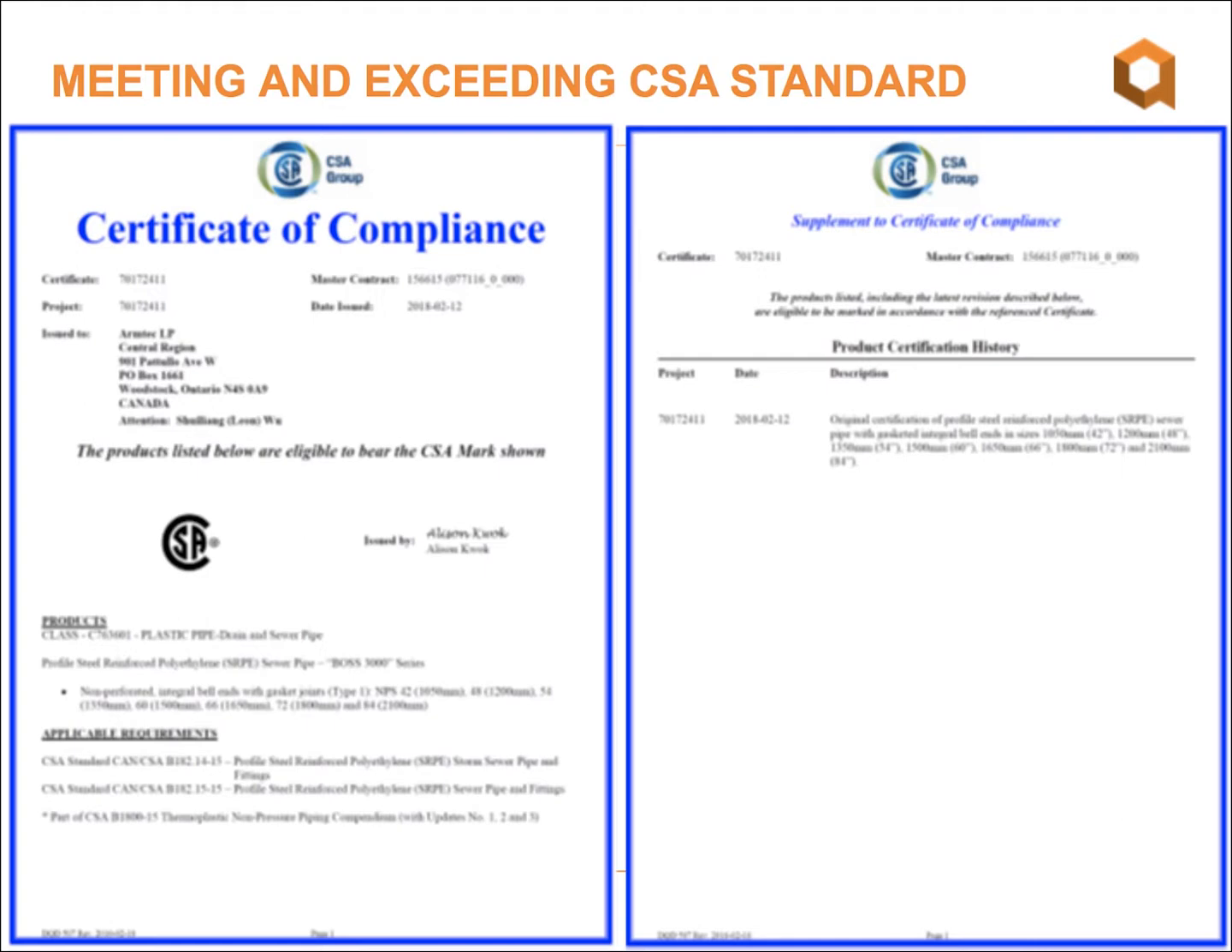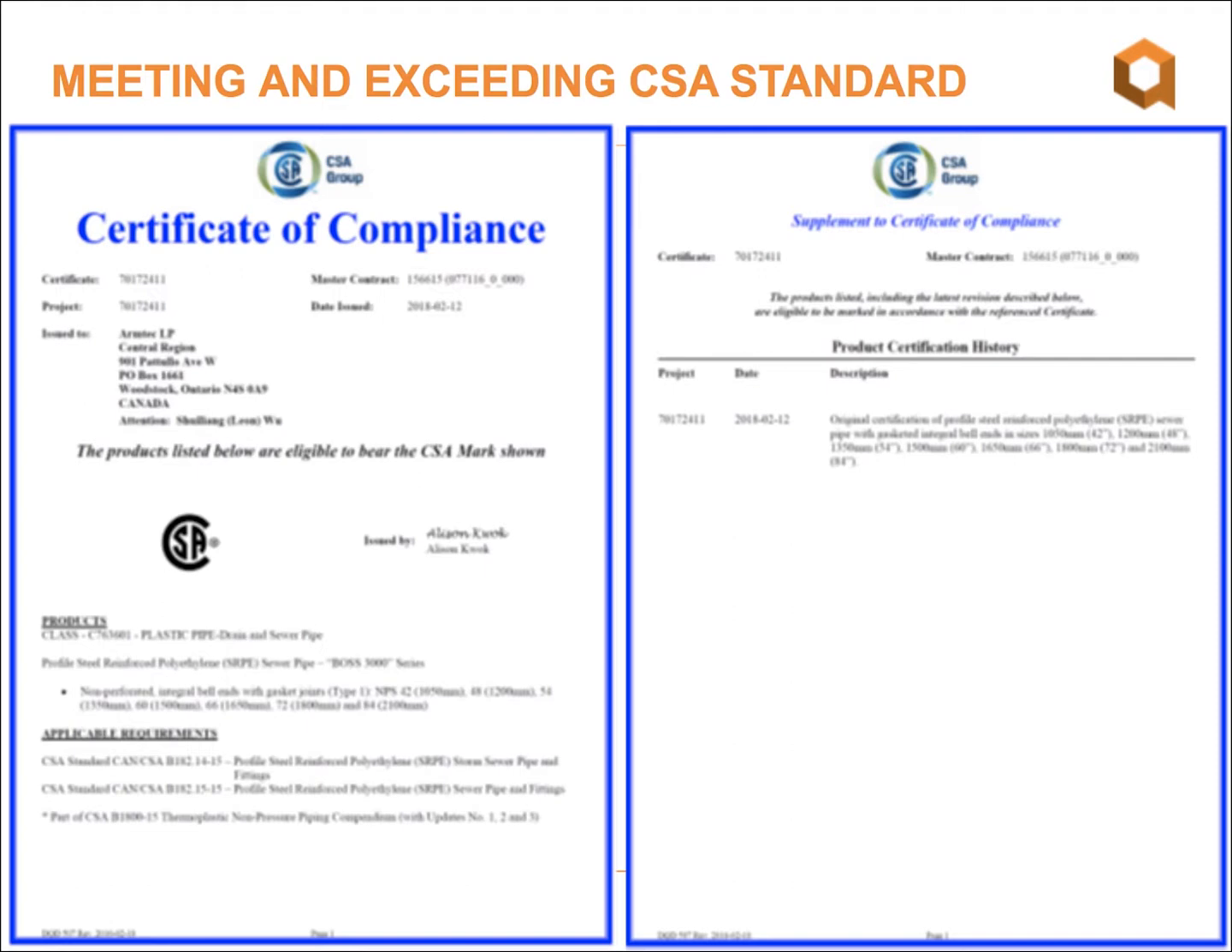B182.15. And I want you to know that this is the sanitary sewer standard, and this is the most stringent of the 2 steel reinforced polyethylene pipe standards. So should you decide to use our product as a storm sewer or a culvert, you would still receive a pipe that is sanitary sewer capable. One important thing to keep in mind.